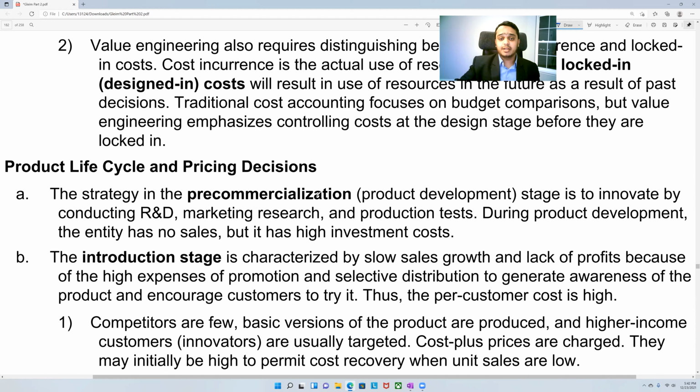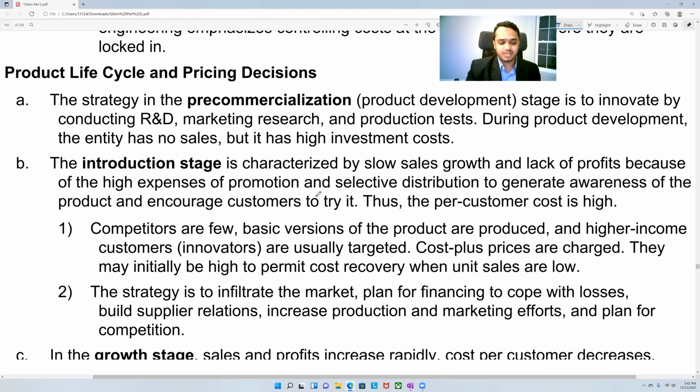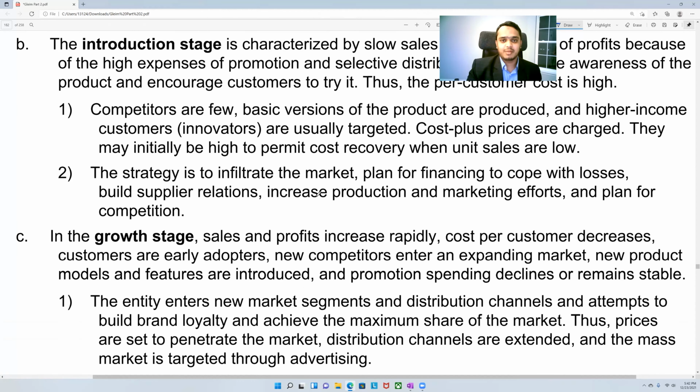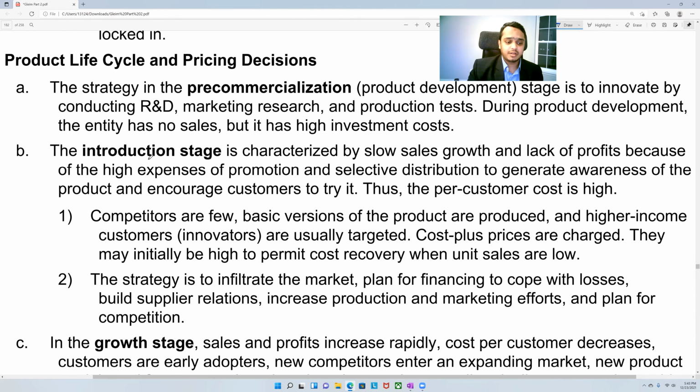Now, life cycle costing or pricing: you can see in here, the life cycle goes up with introduction, growth, maturity, and decline. I've made many videos about it. Make sure that you guys watch it. I'll put those links in the description section here. Watch that session.